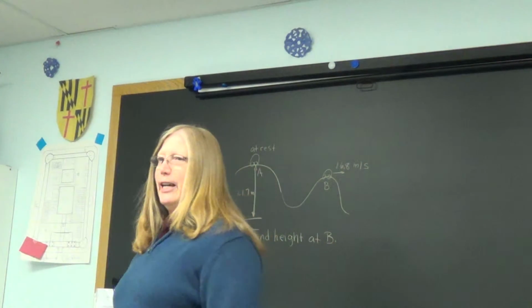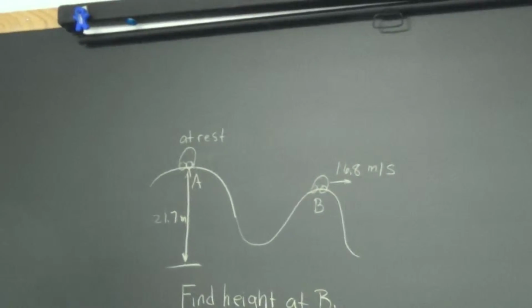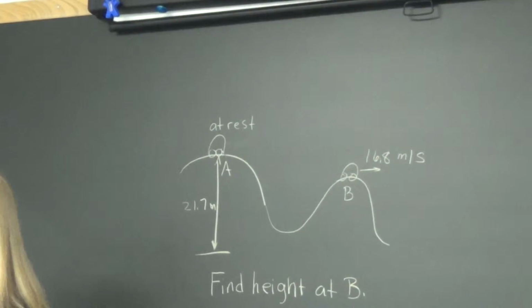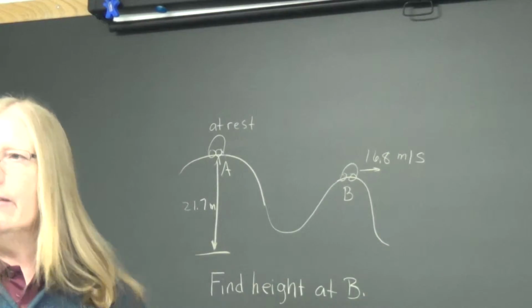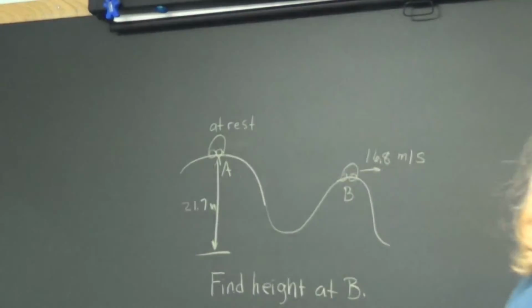First thing is to sketch it, and write down the problem question or what it's directing you to do. Find the height at B. Write that down so you're sure to have a good example to look at later.